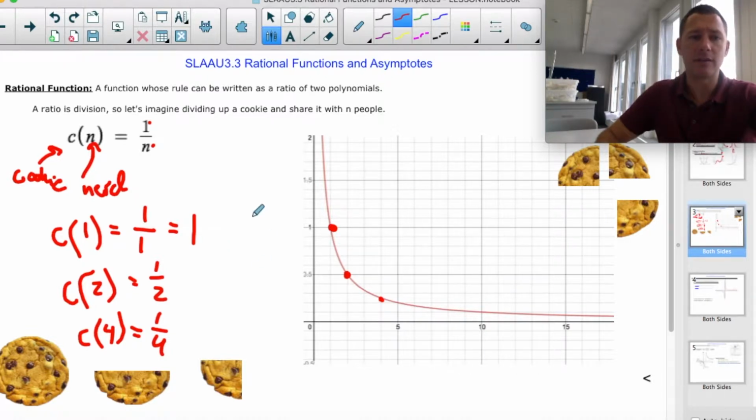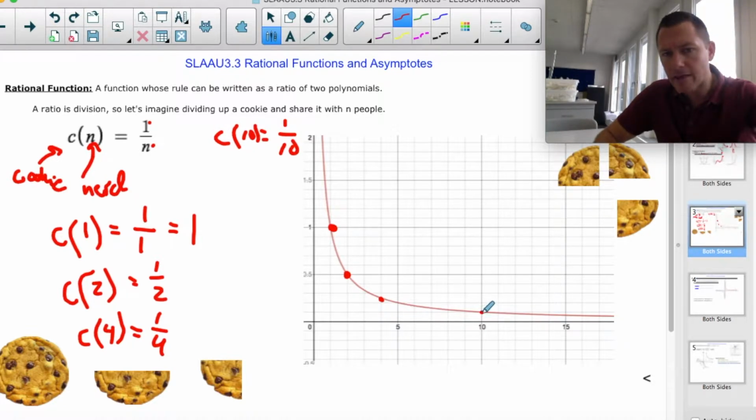If you keep doing this, if you take one cookie, if you're looking at C of 10, you get a tenth, no problem. That's not a big deal. There's 10, that's a tenth. A 15th of a cookie, if you're dividing among 15 people.